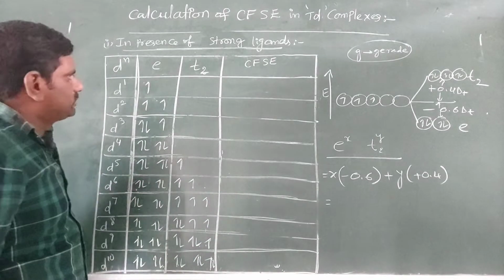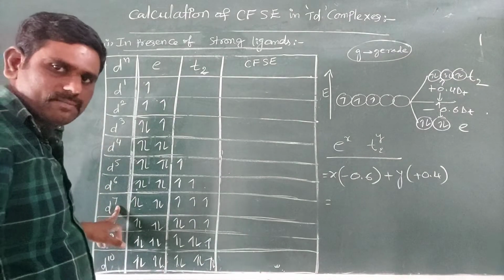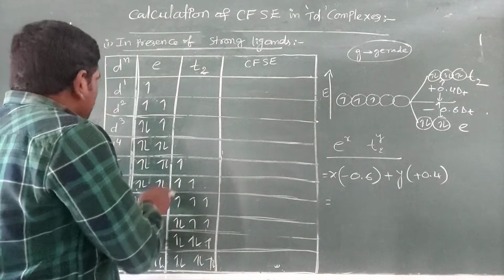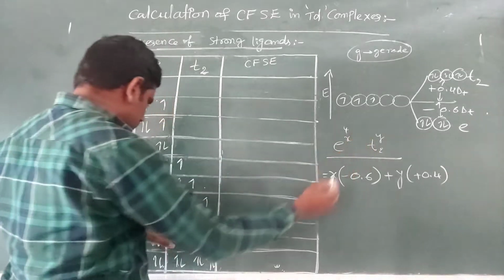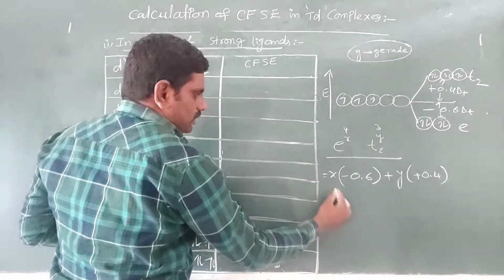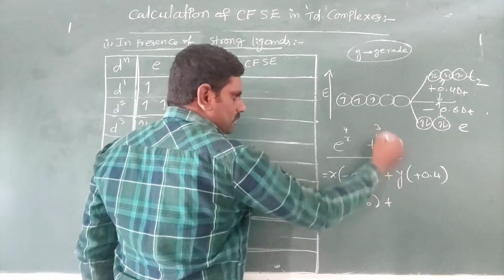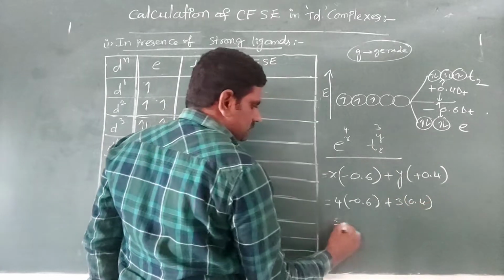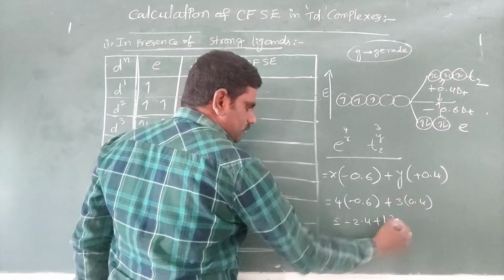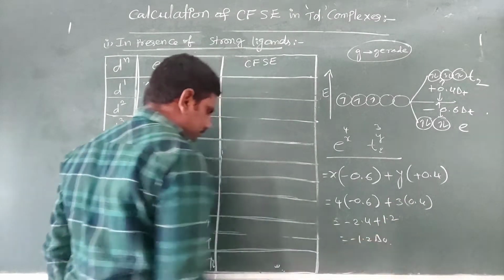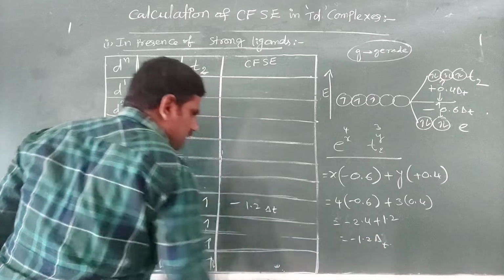Now the calculation of CFSE in a strong field diagram. So first I write for D7, for example. Here for D7, the configuration is E4, T2 3. So in place of x I write 4 into minus 0.6 plus 3 into 0.4. How much is it? Minus 2.4 plus 1.2, that means minus 1.2 delta T, sorry, it is in a tetrahedral complex.